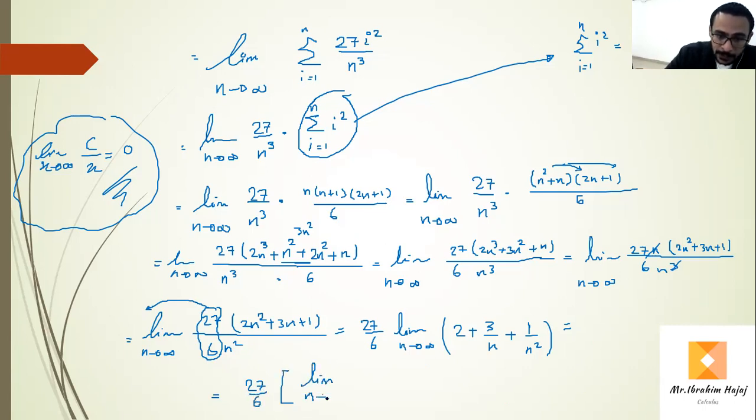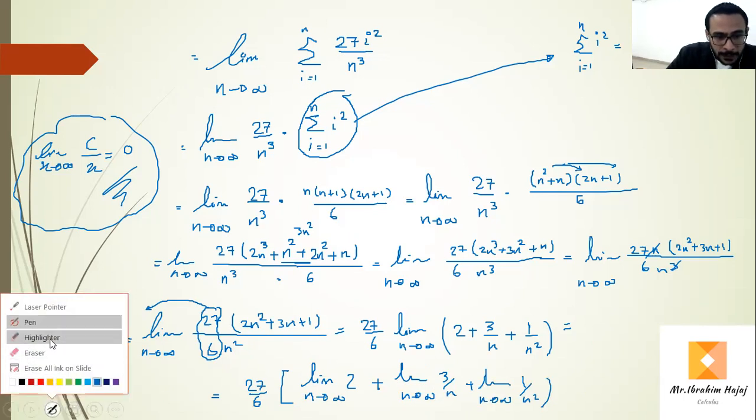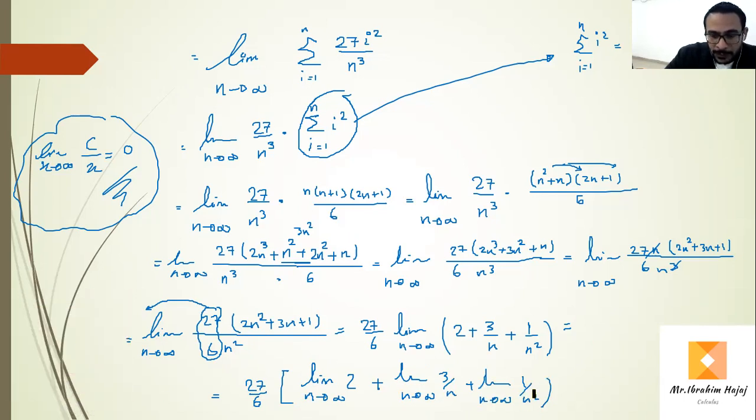Then of course you can take the limit for each term. Then plus the limit as n approaches infinity of 3/n, plus the limit as n approaches infinity of 1/n². What matters, guys, is that each of them has n in the denominator, so this is 0 and this one is 0, based on the fact I said now: the limit as x approaches infinity of a constant number over x equals 0. So this equals 0 and this equals 0.